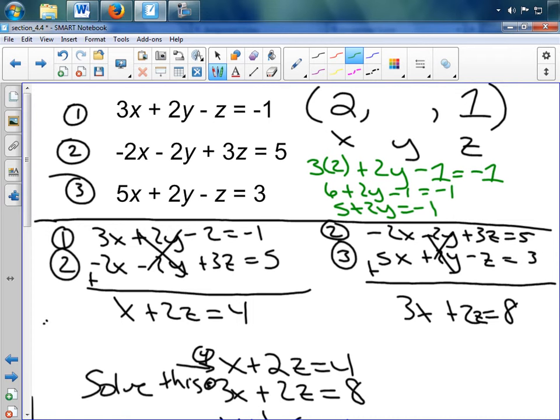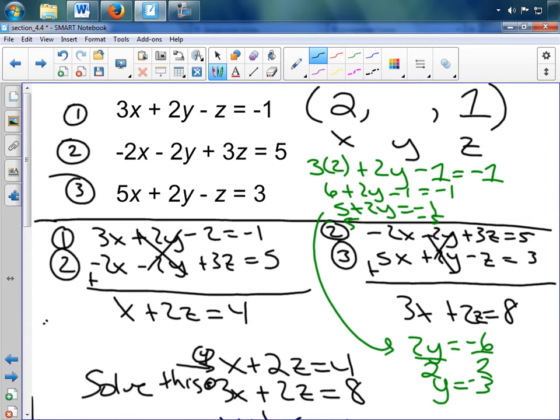I'm going to subtract the 5. I'll do it down here now. So all I did was subtract the 5 from both sides. So I have 2y is equal to negative 6, because negative 1 minus 5 is negative 6. Divide by 2. That's my third and final variable.